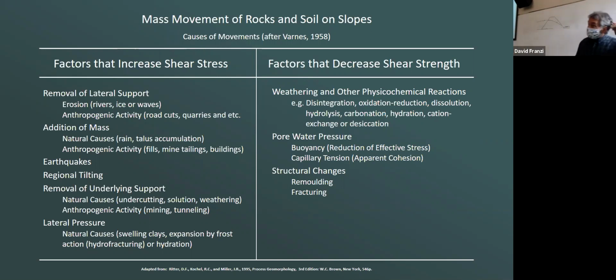Removal of underlying support, well, this is subsidence, isn't it? If you're taking stuff out, you're creating a difference in the stress distribution in the vertical. So solutioning, weathering, undercutting, mining, karst. And then lateral pressure. This can be caused by swelling clays. If you shrink and swell and shrink and swell, you're putting some lateral force on the soil as well. So all of those are altering the stress condition. On the other side, weathering and other physicochemical reactions.